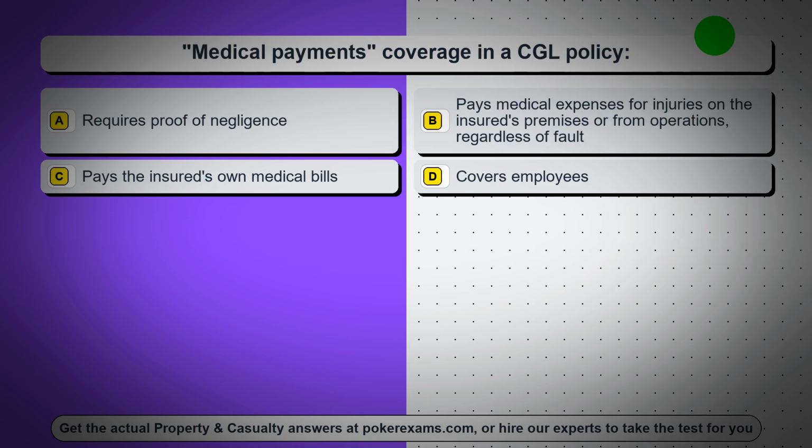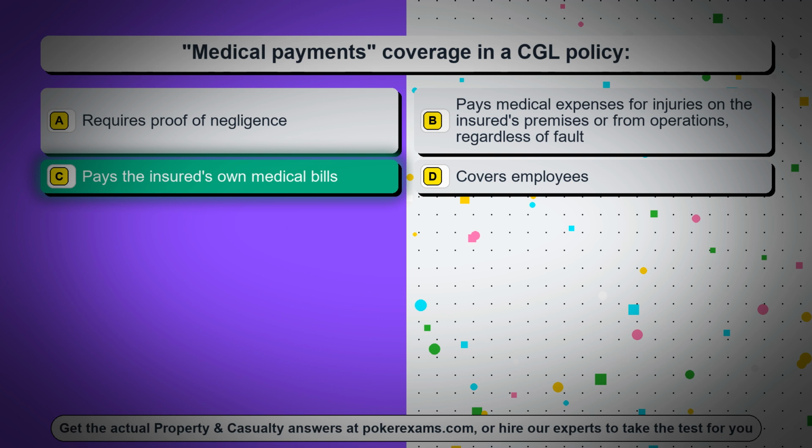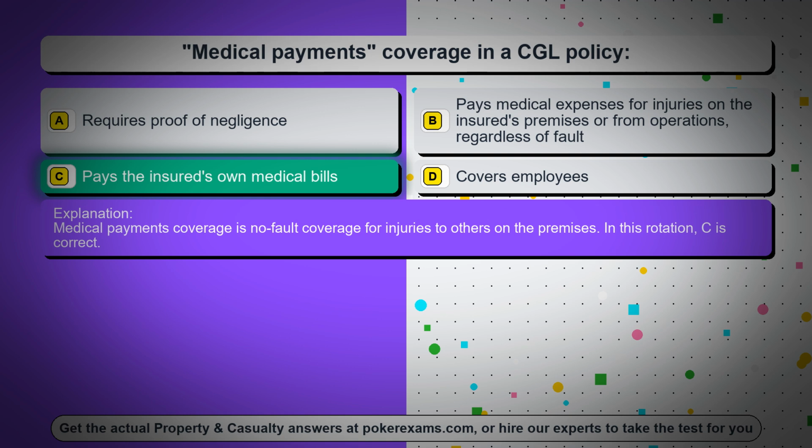Question 78. Medical payments coverage in a CGL policy. Option A, requires proof of negligence. Option B, pays medical expenses for injuries on the insured's premises or from operations, regardless of fault. Option C, pays the insured's own medical bills. Option D, covers employees. The correct answer is option C, pays the insured's own medical bills. Medical payments coverage is no-fault coverage for injuries to others on the premises. In this rotation, C is correct.